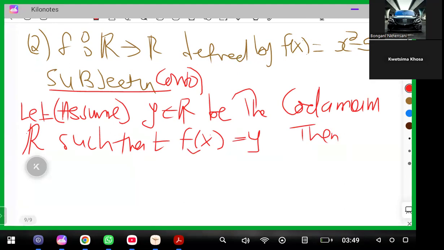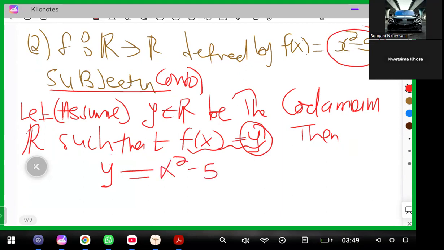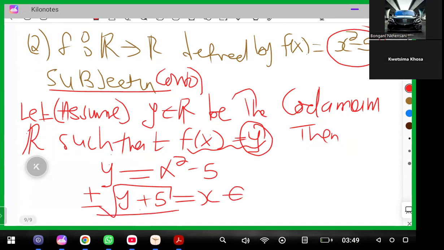Then this part is important. Then you know that we have y must be equal to x squared minus 5. And we make x subject of the formula. Then we'll put the square root there, so the answer is positive or negative. So it's not all the elements of y that are going to make this function to be real, right? So this is not a set of real numbers.